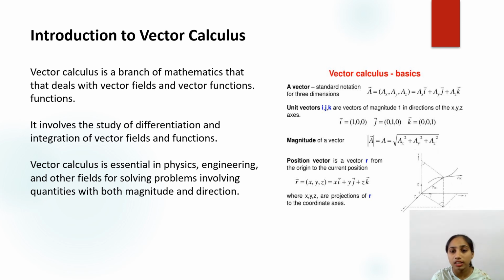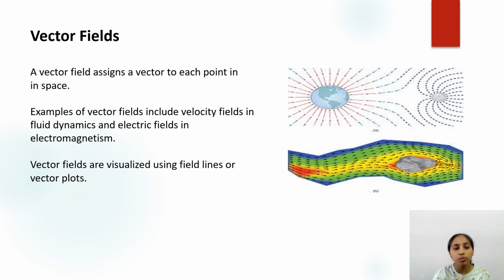A position vector is a vector r from the origin to the current position, that is vector r is equal to x i cap plus y j cap plus z k cap. Then we will move on to the next slide, that is vector fields.